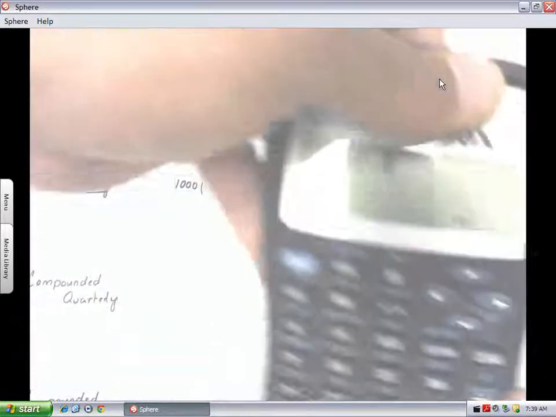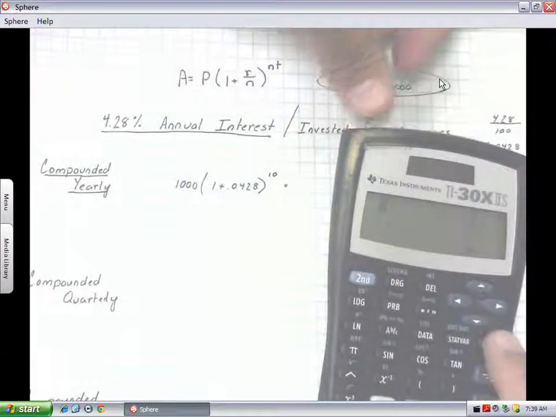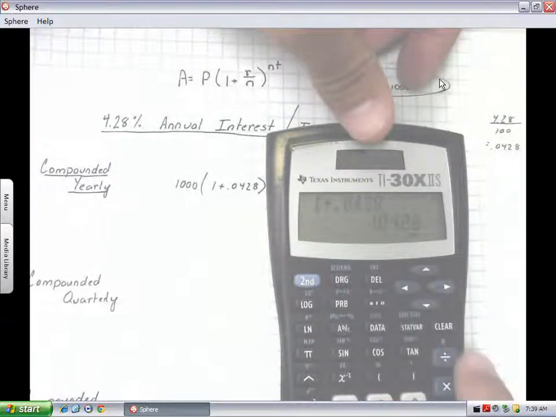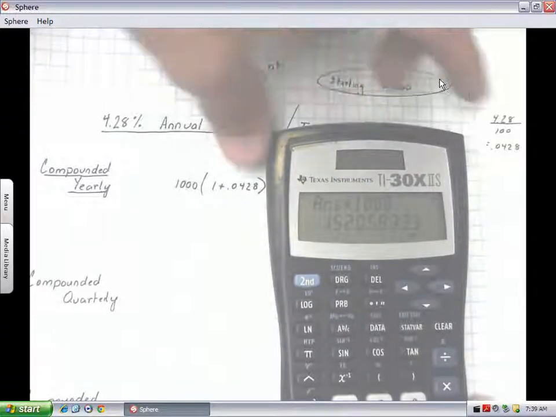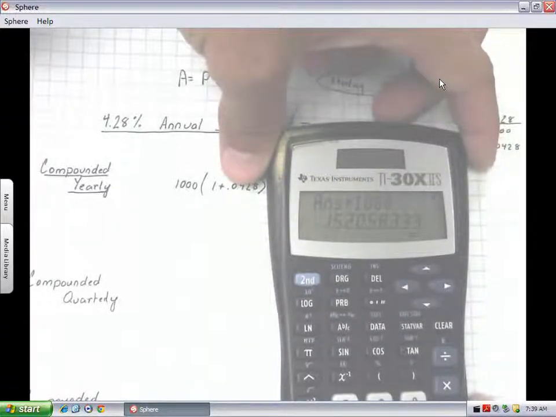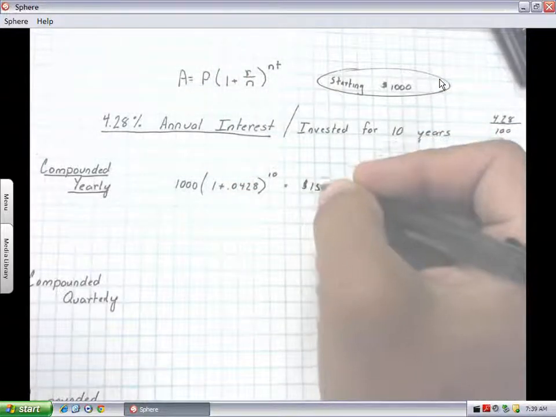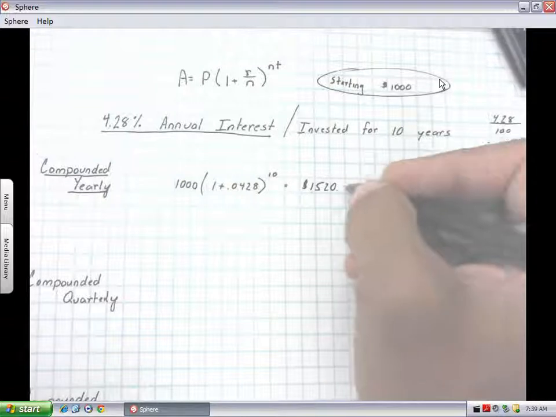So on my calculator, I'm going to take my time with this. I'm just going to type 1 plus 0.0428, then exponent to the 10th power times 1,000. I get an answer of $1,520 and 58 cents.